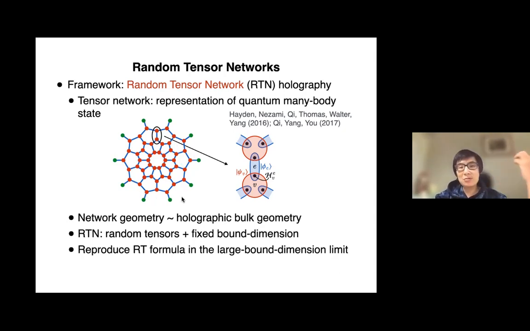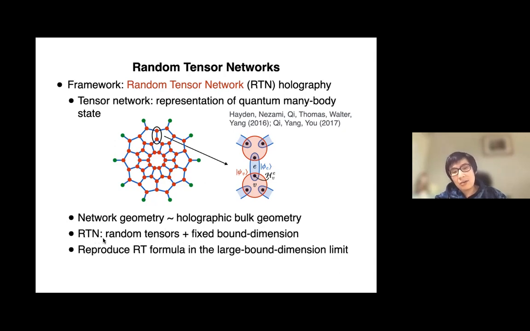So in the random tensor network, what does it mean by random? It means that all these red tensors are treated as random tensors. The reason is that we don't want to describe just one particular state, but an ensemble of quantum states which has similar entanglement properties. We don't care what the tensor elements should be precisely, but we care about the overall behavior of entanglement and the geometry in the bulk. So we ignore these details of the tensor elements and treat them as random tensors.